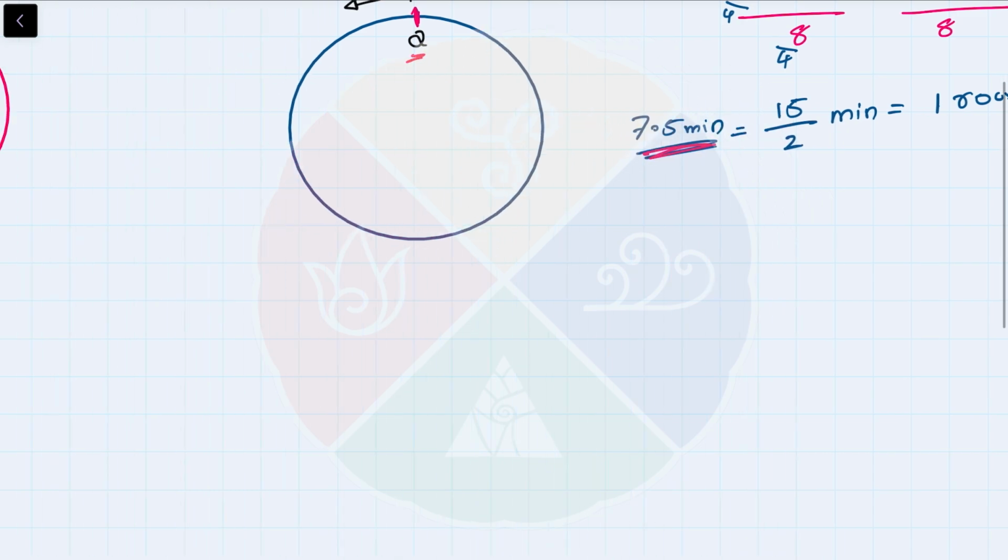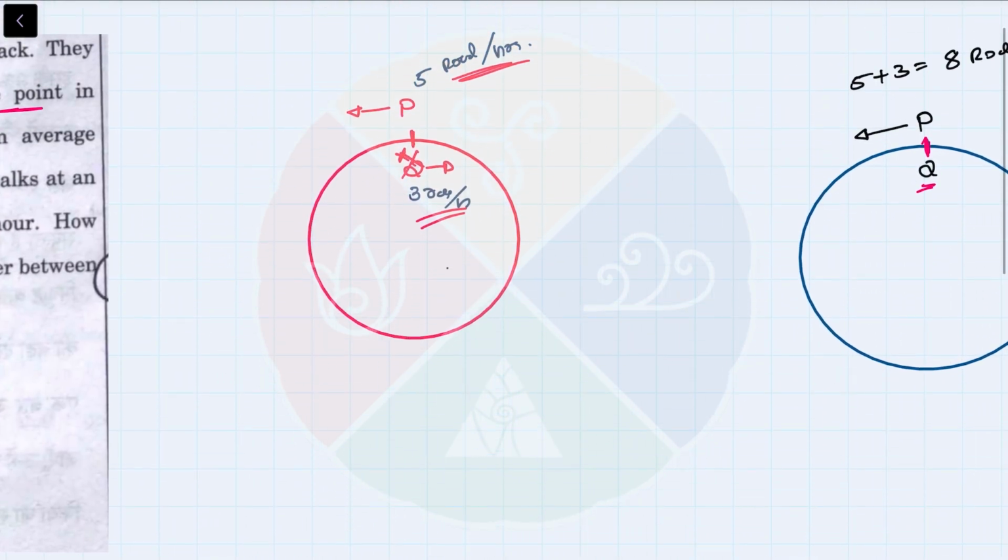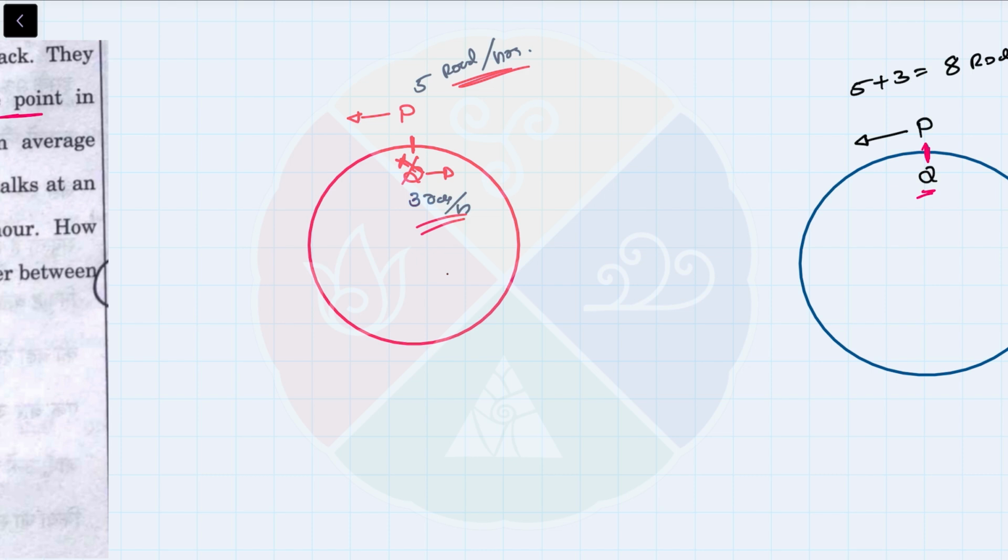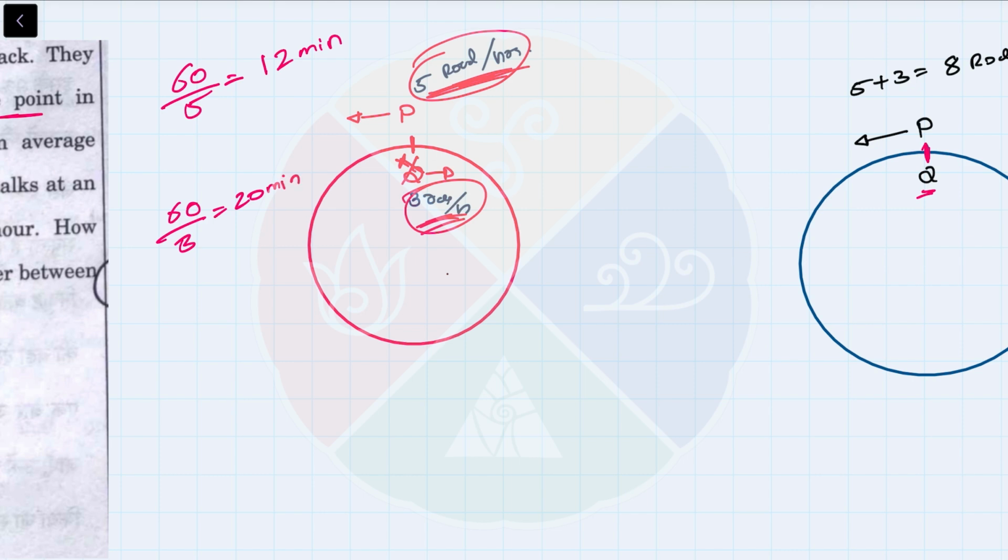Okay. In real life, what is actually happening? In real life, his walking speed is 5 rounds per hour. His walking speed is 3 rounds per hour. So 60 divided by 5, that will be just 12 minutes per round, and this guy would be taking 60 divided by 3, 20 minutes per round. This is their time for one full round.